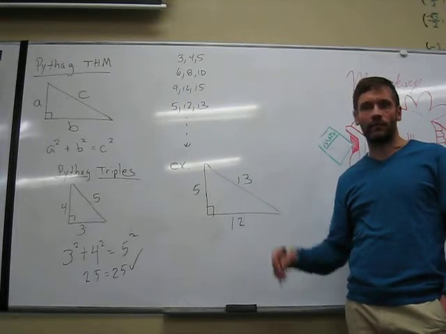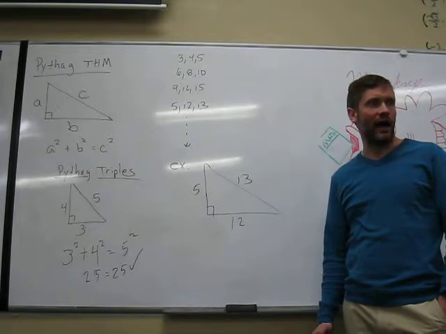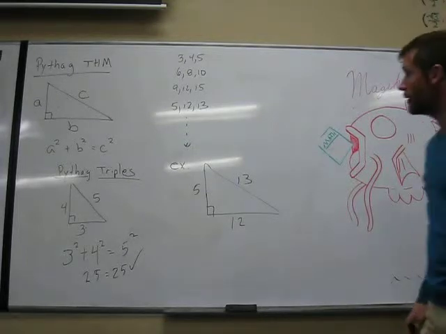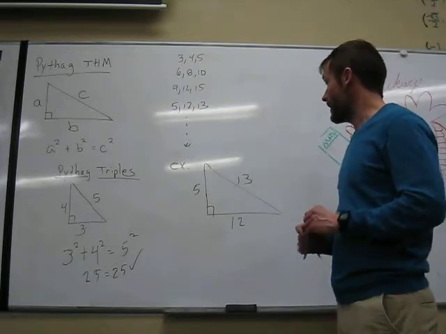Some people like to know them, they like to memorize them. The 3, 4, 5 comes up quite a bit. You can recognize that one. If you really want to memorize a bunch, they're over here. You can memorize a bunch of them, you can look them up online. No need though. Okay? So those are Pythag triples.